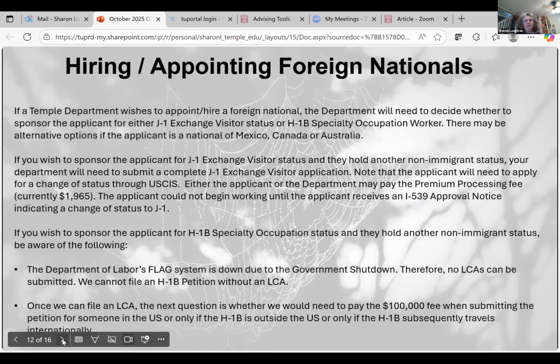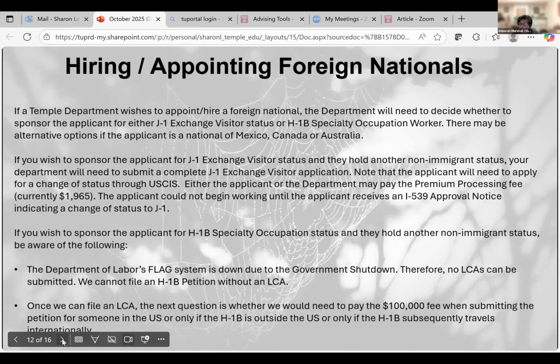But for new people filing an H1B, in theory, if they left the US, Temple would have to pay the fee, by the way, not them. I know people have so many questions, but unfortunately we're just not getting answers. Of course, once we do know anything, we will let you know. Anyone have any questions about that?